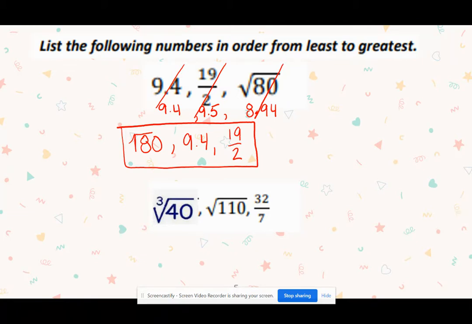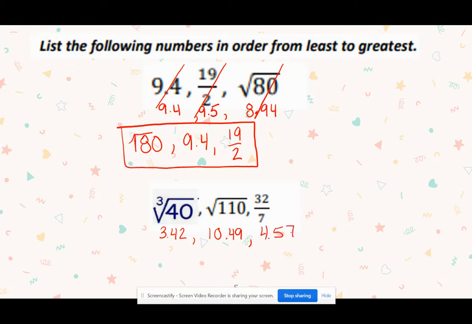So 3, second, caret, 40. And I get about 3.42 when I round. So this is 3.42. We have the square root of 110. So second, x squared, 110, and I get 10.49 when I round. 10.49. And then lastly, I have 32 sevenths. I just do 32 divided by 7 on my calculator, and I get 4.57.